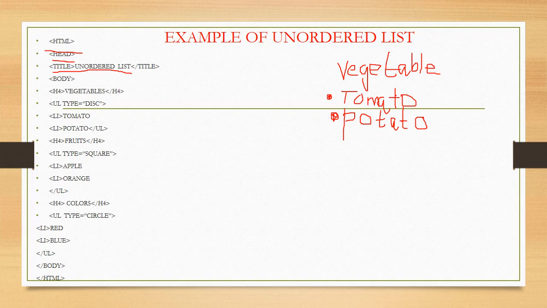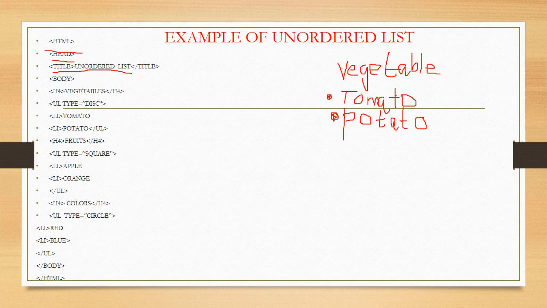This unordered list will not be seen on our web page. Where will it be seen? It will be seen on the searching place of a website. There it will appear as unordered list. This is the title that appears in the search tab. Now body, inside the body is where the content will be written.